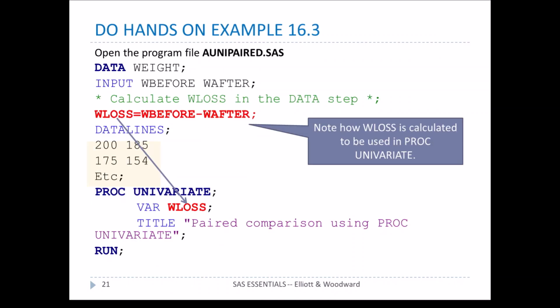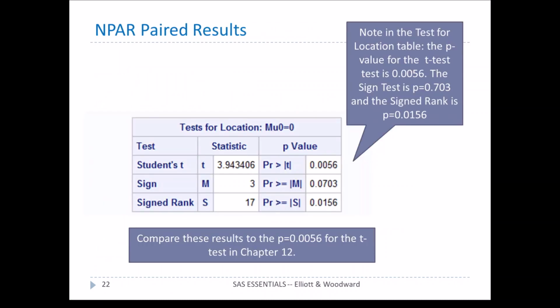If you'll open up the program called aunipaired.sas, you'll see the code with W loss in there. That becomes the variable that we use in PROC UNIVARIATE, where we have the VAR W loss. The weight loss is the value that we need to do this analysis, not really directly the W before and W after, but that new calculated value, W loss. And then when we run this, we get this kind of table. We actually saw this table or a similar table in PROC UNIVARIATE in an earlier chapter, but now we can use it in a different way.